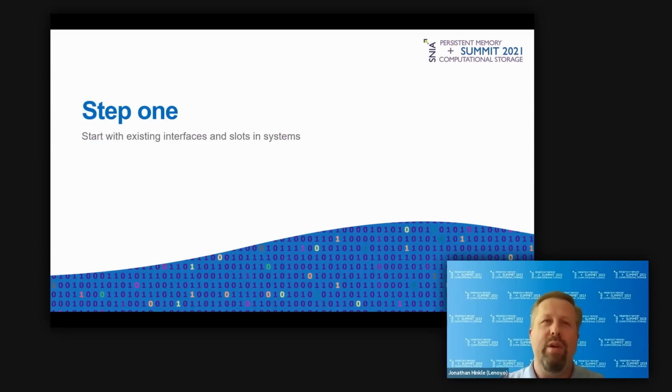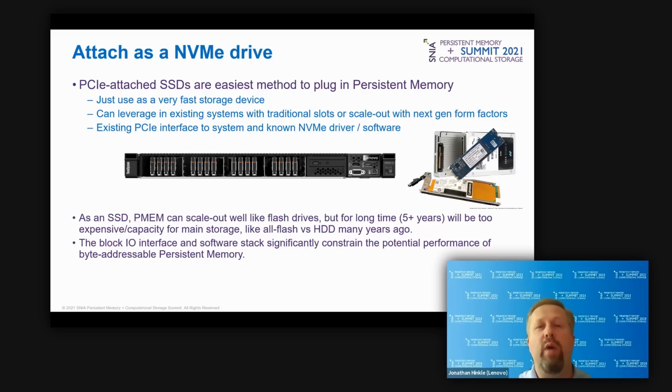So step one is we can really look at the existing interfaces and slots in the system and think about where and how we can attach persistent memory. So one way is we have NVMe drives, a PCIe attached SSD. And that's definitely one of the easiest ways to plug in persistent memory. We can plug it in and just use it as a very fast storage device. It has a known slot, power envelope, and an easy software stack that's the exact same as with flash drives today. We can leverage that for persistent memory. So it aligns very well for all the ways that a customer could adopt it quickly, and we can design it into systems.